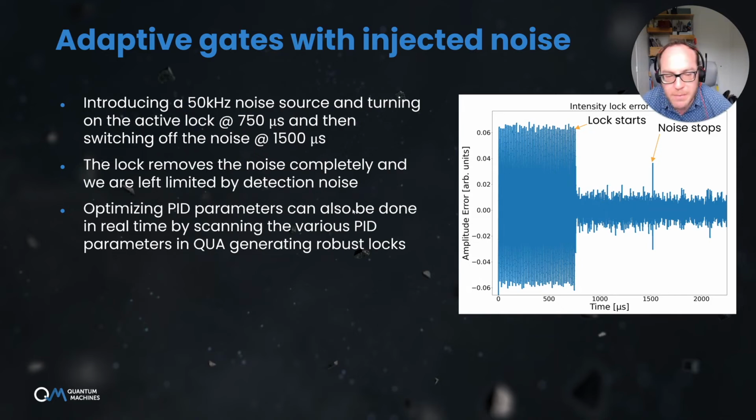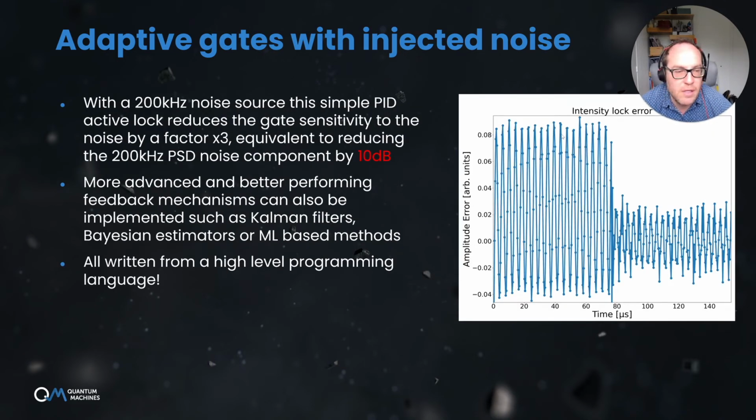And you can also optimize PID parameters on the fly because everything is done in real time. At 200 kilohertz, you're removing everything. As I said, the bandwidth is about 300 kilohertz. At 300 kilohertz, what I mean is that you have zero gain basically on the feedback. So at 200 kilohertz, you win about 10 dB on the noise power spectral density. So it's not perfect, but you wrote 15 lines of code and got 10 dB at 200 kilohertz. That's quite nice. So this is the basic use case, a basic toy example, for stabilizing a gate.